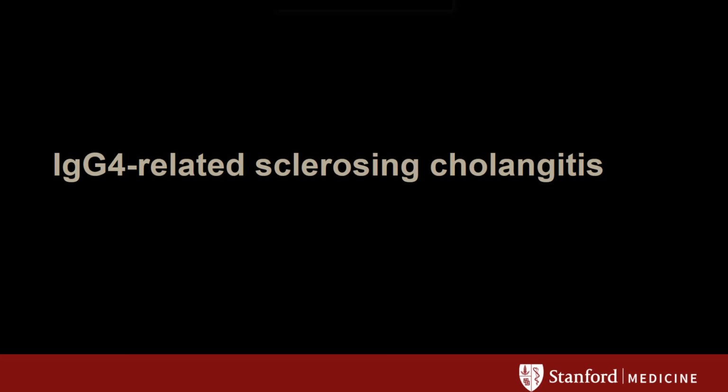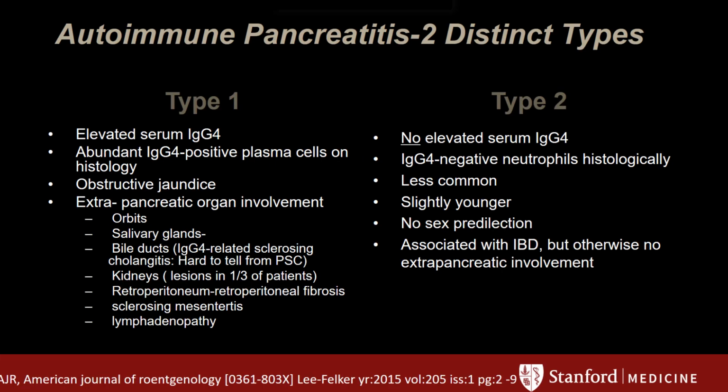Now we'll talk about IgG4. So we're not going to go over this busy slide, but just to remind you that there are two types, 1 and 2. Type 1 has high IgG4, type 2 does not. Type 1 is associated with all of these extrapancreatic organ involvements. Type 2 is not.